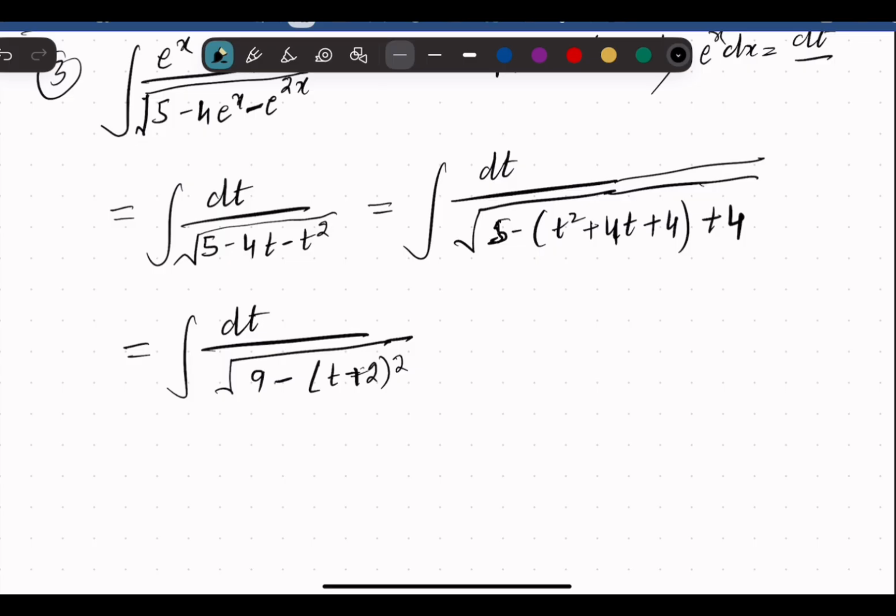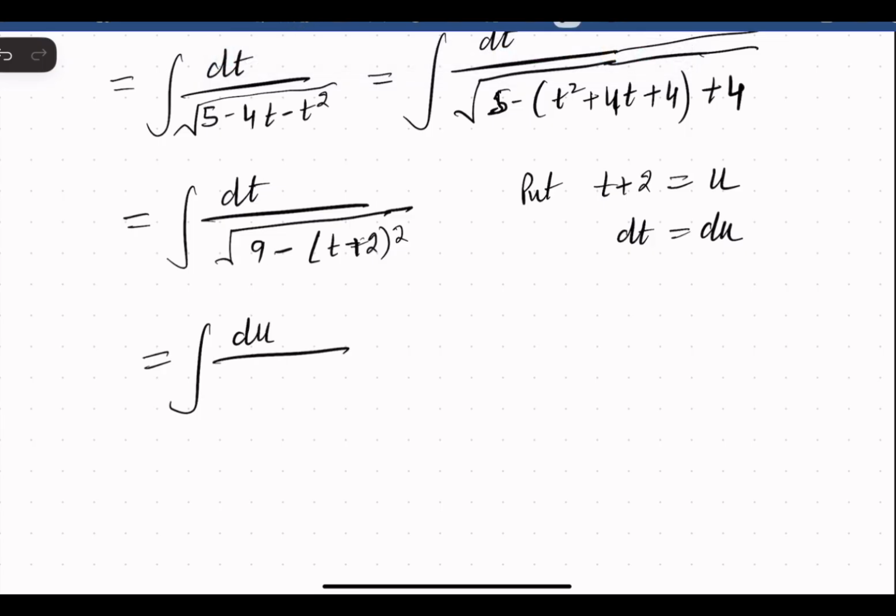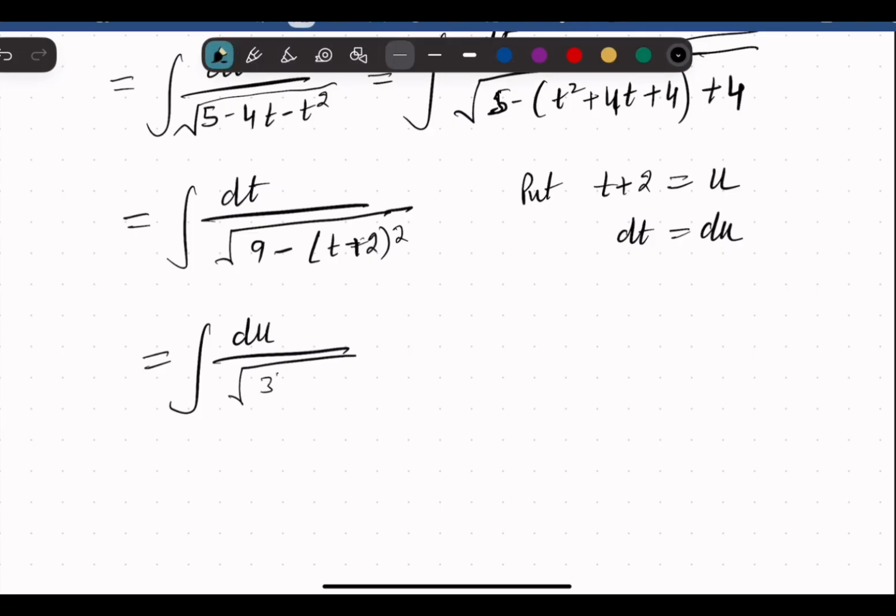I will put again to simplify a little, then it will be a little easier: t plus 2 equal to u, and you will get dt equal to du, and at the end we have to replace everything. This will be du over the square root of 9, which you can write as 3 square, minus u square, and you already know the answer for this one, from one of the 9 theorems: sine inverse of u over 3 plus c. Don't forget it at the end.